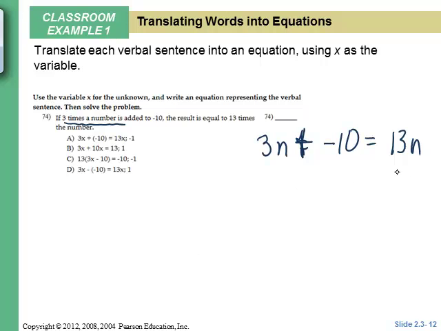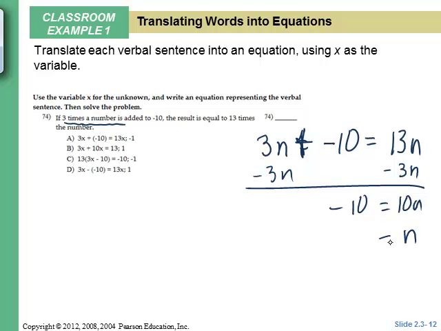Okay, and then it says solve it. Let's subtract 3n from each side. And we get negative 10 is 10n, so n is negative 1. Okay, next one.